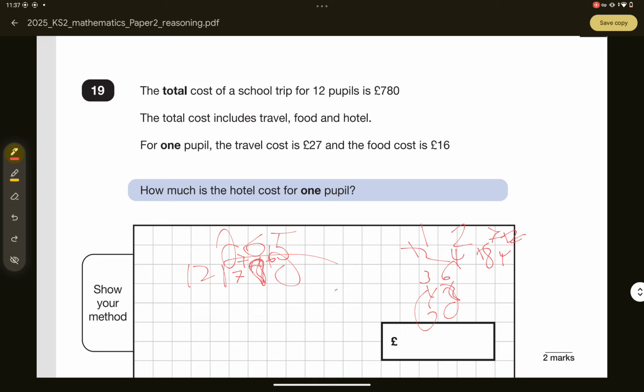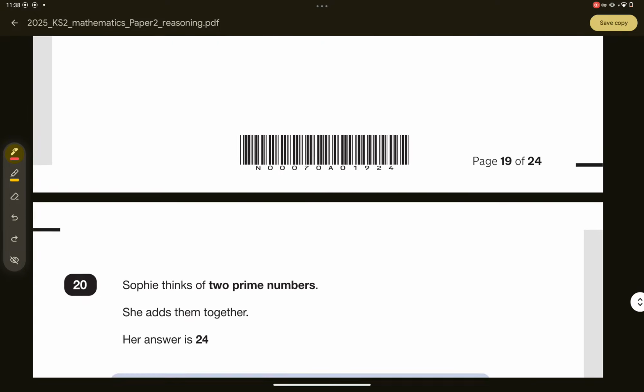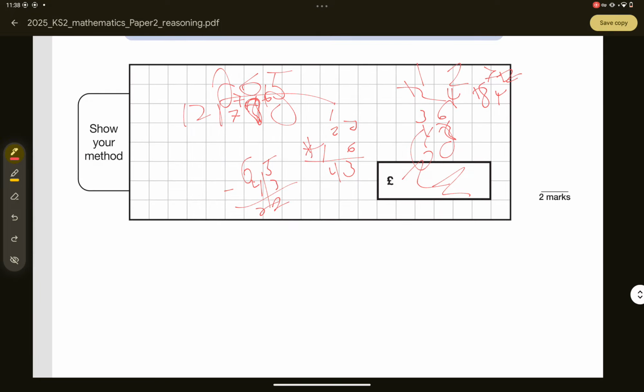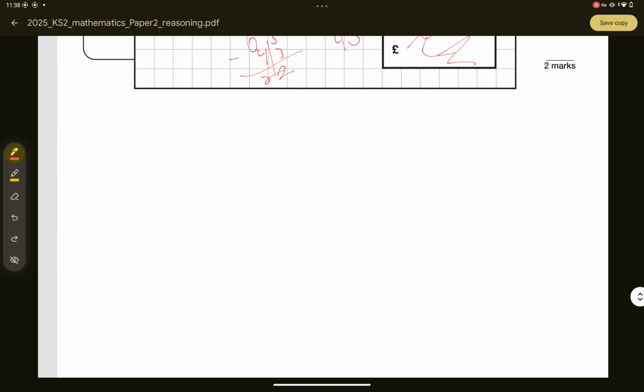So what's 27 plus 16? This is 7 plus 6 equals 13. Carry the 1 to the 2. 1 plus 2 equals 3, plus 1 equals 4. So 65 minus 43. And then that would be 22 pounds. You have 5 minus 3 equals 2. 6 minus 4 equals 2 as well.